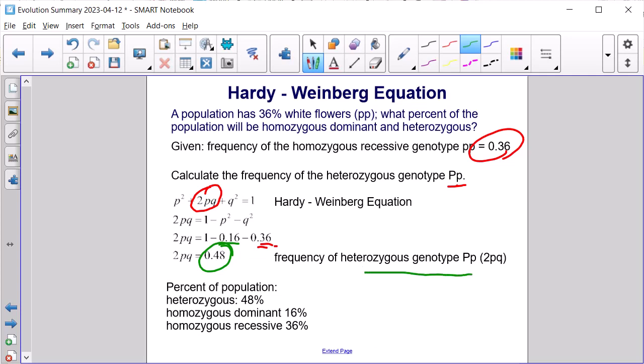So the percentage of the population is 48% heterozygous, 16% homozygous dominant, and 36% homozygous recessive. So lowercase p, capital P, and P.